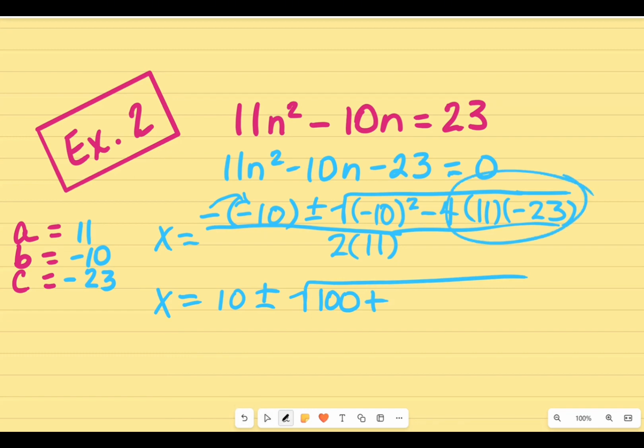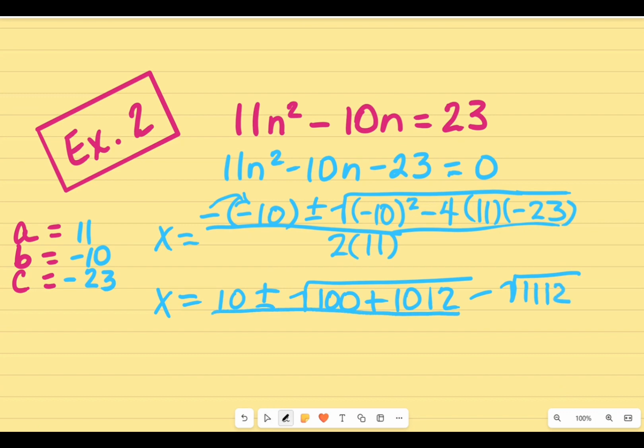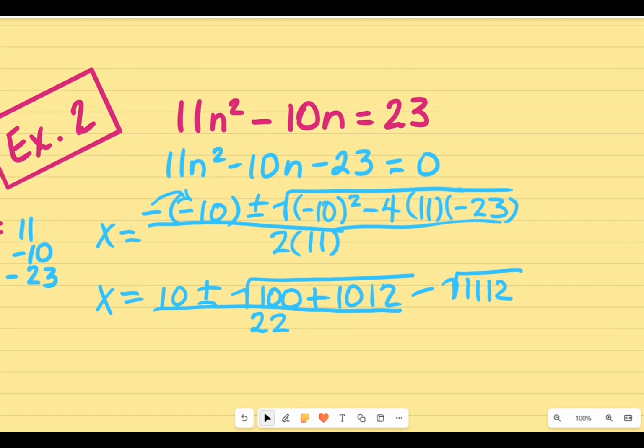So I have 4 times 11 times negative 23. And that's going to give me 1,012. So when I simplify this radical by adding 100 to it, over to the side, I just like to keep it all together. It's going to be 1,112. And this is all divided by 2 times 11, which is 22. And I can further simplify this over here.